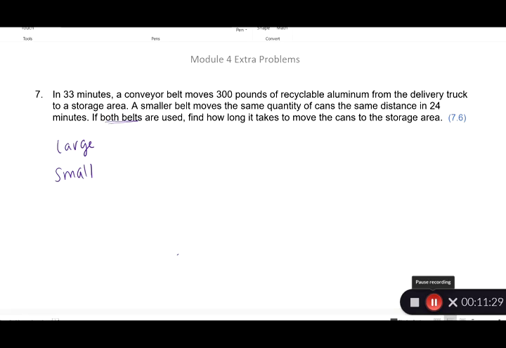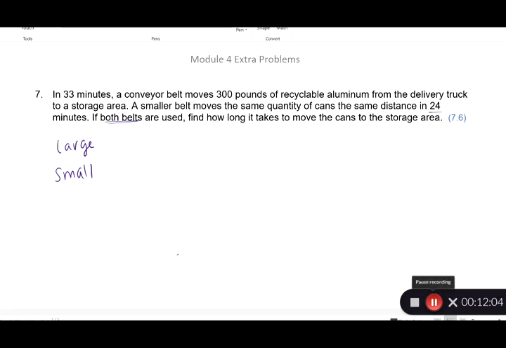But that doesn't make sense logically, because if one can do it in 33 minutes by themselves, and another one can do it in 24 minutes, if you put them together, it shouldn't be more time. It should be less time. You also can't add them together and divide it by 2, because that would imply that they're doing the same amount of work. And obviously the smaller belt is doing more work because it does it faster. It does the same job in 24 minutes versus 33 minutes. So we need to break this down into an increment that makes sense.